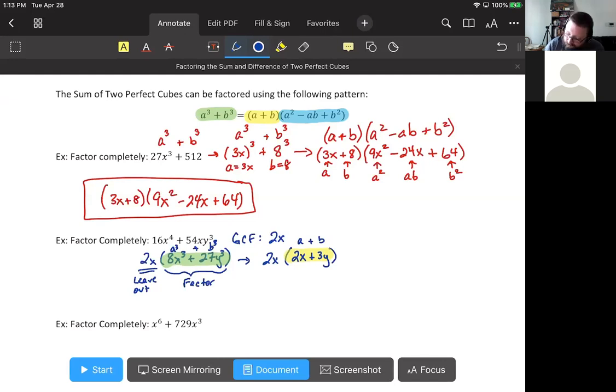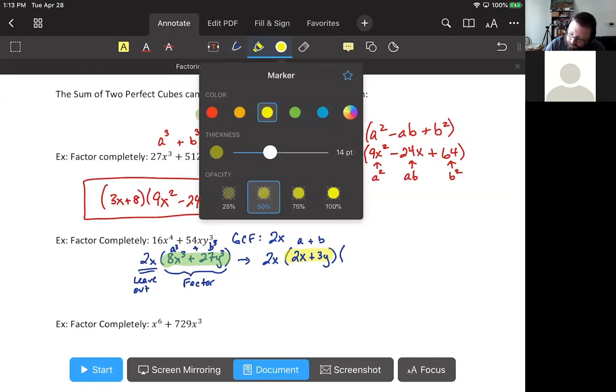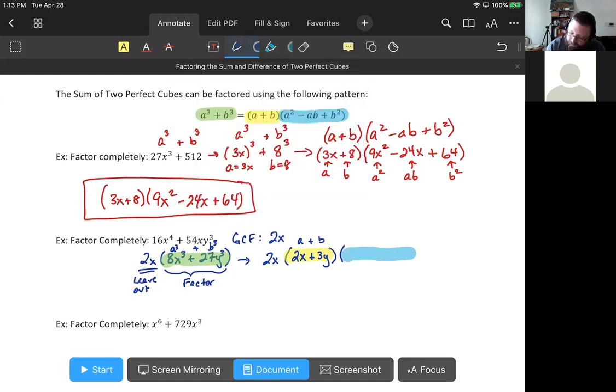All right. So the other part here, the blue part, that up above, this is probably the hard part here, is thinking this out. We have to do a squared, so 2x times 2x, which is 4x squared, minus a times b. A is 2x, b is 3y, so 2x times 3y would be 6xy, plus b squared, which would be 3y times 3y, or 9y squared. Okay, we're following a pattern.